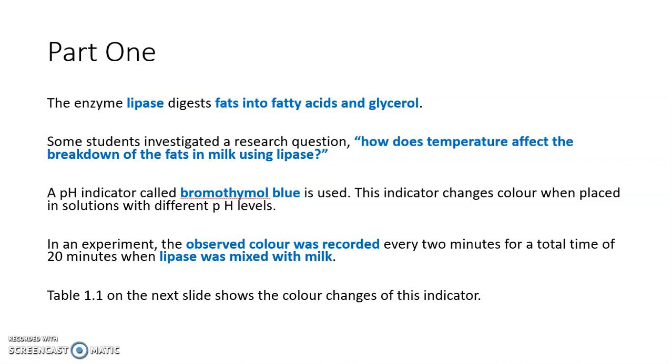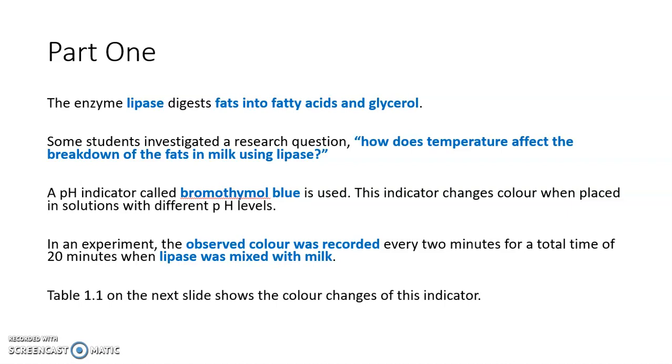And again, pause the video and think, well, how does pH impact this particular experiment? And look at the research question again. How does the temperature affect the breakdown of fats in milk using lipase? And what you need to think about here is, when fat is broken down, it's broken down into fatty acids and glycerol. Fatty acids, acid is acidic, low pH. So bromothymol blue is very useful for looking at the pace at which a reaction is taking place.